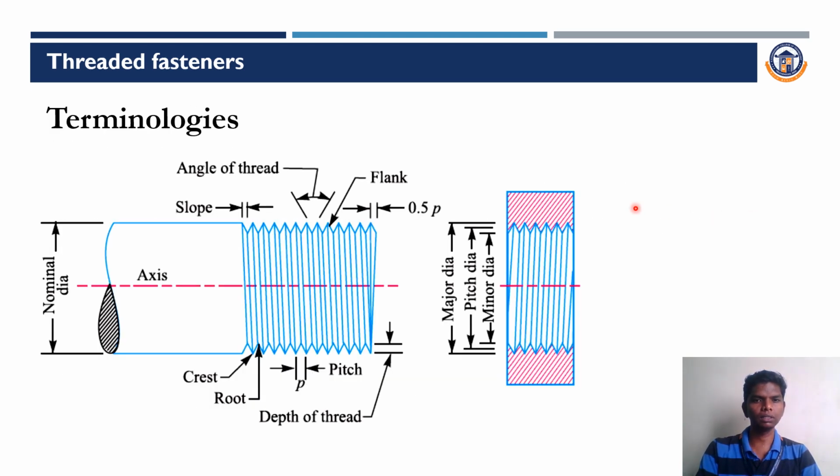And this is the terminology observed in threaded fasteners. This is the axis, normal dia, an angle of thread, and slope and flange, 0.5 mm pitch, and a major dia and pitch. This diagram shows the minor dia, and this one is the depth of the thread.